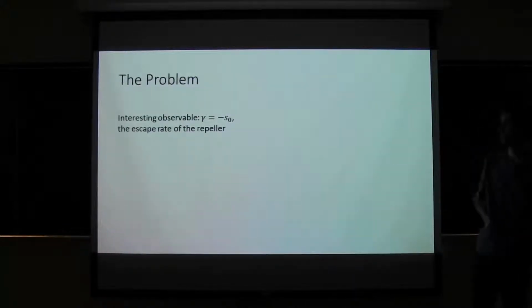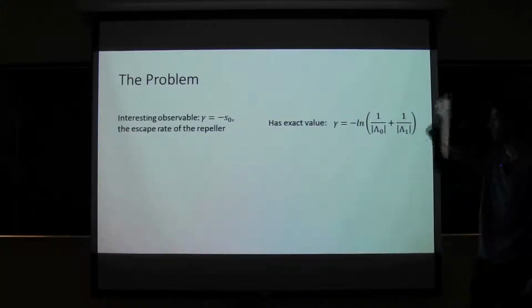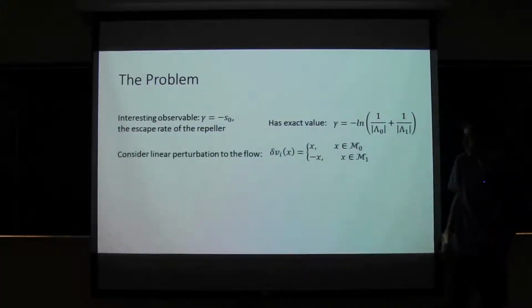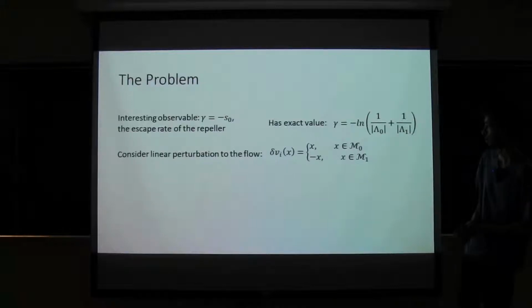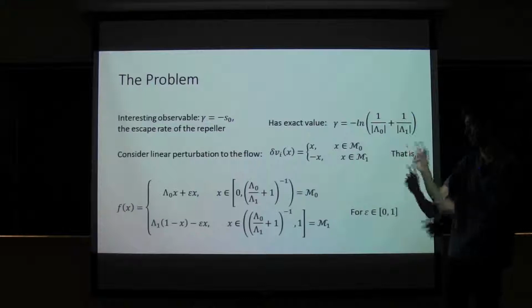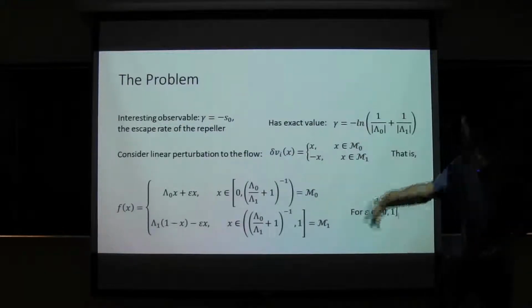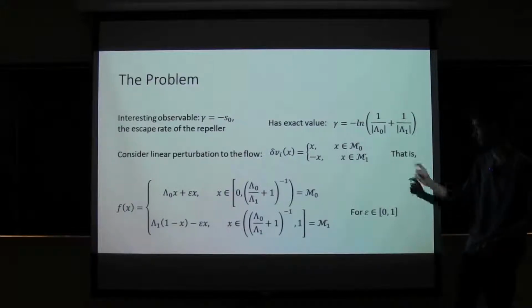And so the interesting observable that I'm going to look at is the escape rate of this repeller, in particular just the negative of the leading eigenvalue there. And so we get the exact value just from that matrix. And we can consider this very simple perturbation to the flow. It's just a linear perturbation parameterized by the different domains. And so we can rewrite this map like so for epsilon bounded from 0 to 1.